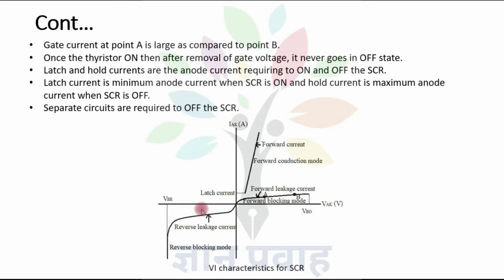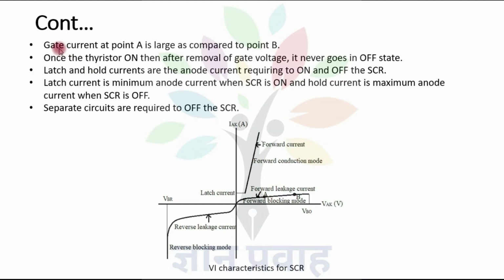The overall VI characteristic for SCR is given here for all the three operating modes. So in forward conduction mode, current conduction is here, and in forward blocking mode, current conduction is here, and it is due to minority charge carrier, and sometimes it is called forward leakage current. And in reverse blocking mode, reverse leakage current is there. Breakover voltage, and here breakdown voltage in reverse wise. Latch current and hold current. These are the two important anode currents.